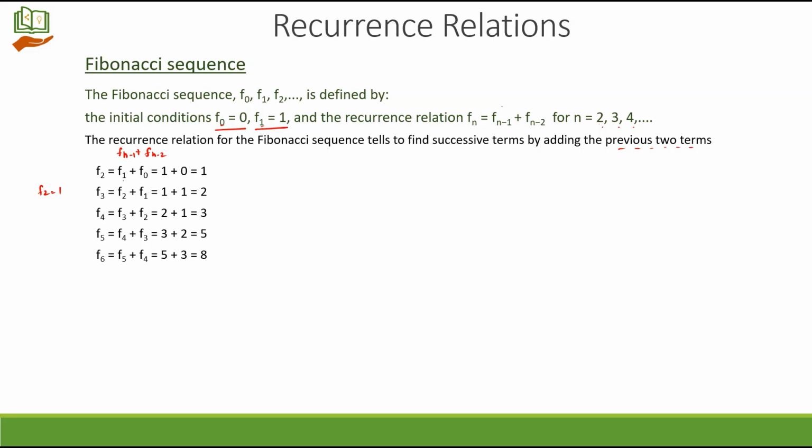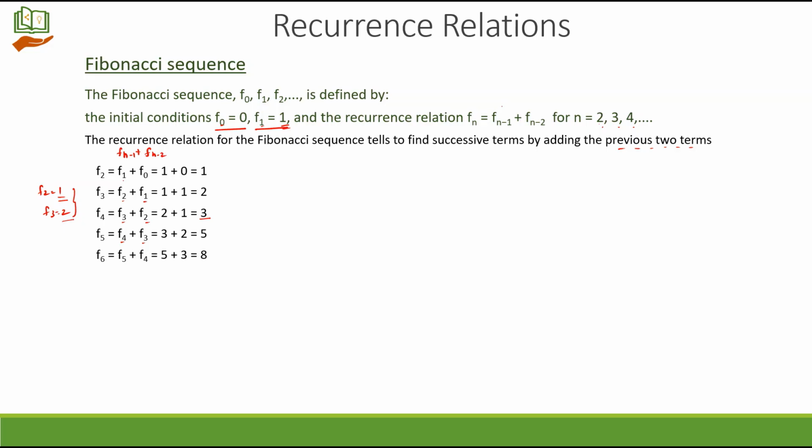Now for f3, n minus 1 is 3 minus 1, which is equal to 2, and 3 minus 2 is 1 here. So f2 plus f1, this one along with this one, will give you 2. f3 is 2. What about f4? n minus 1 is 4 minus 1, which is equal to 3. 4 minus 2 is equal to 2. So f3 plus f2, these two together, 2 plus 1 will give you 3. What about f5? f4 plus f3. So this is 5 minus 1, which is equal to 4, and 5 minus 2, which is equal to 3. So here f4 is 3 and f3 is 2. 3 plus 2 will give you 5.